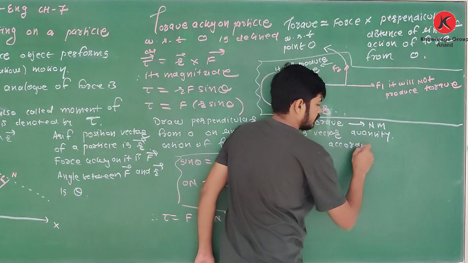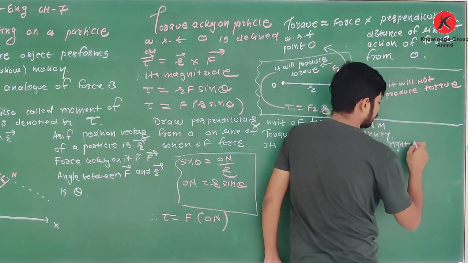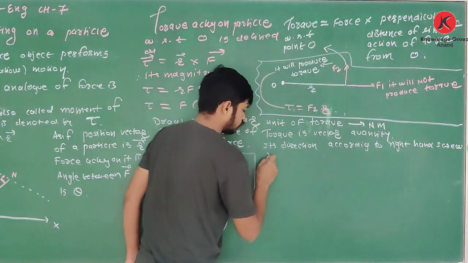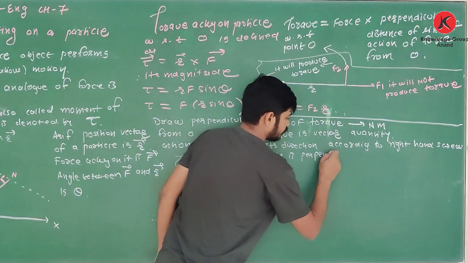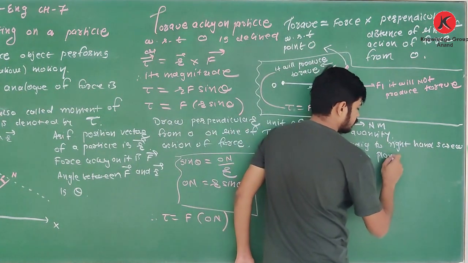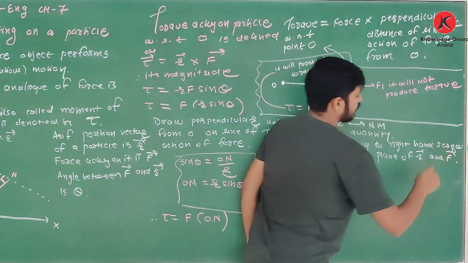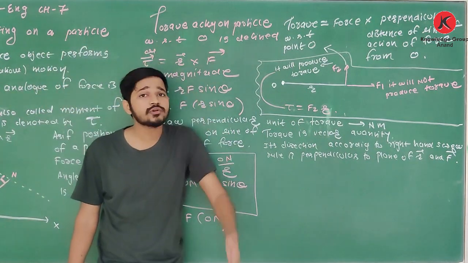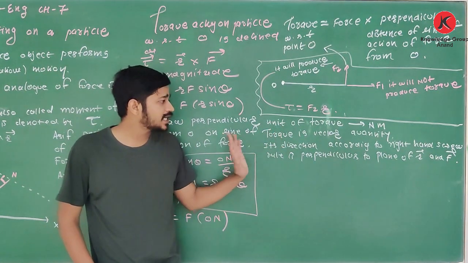according to the right hand screw rule, is perpendicular to the plane of R and F. It is perpendicular to both R and F. So yes, you have to be clear about this point. Okay, so yes, its unit, its direction.